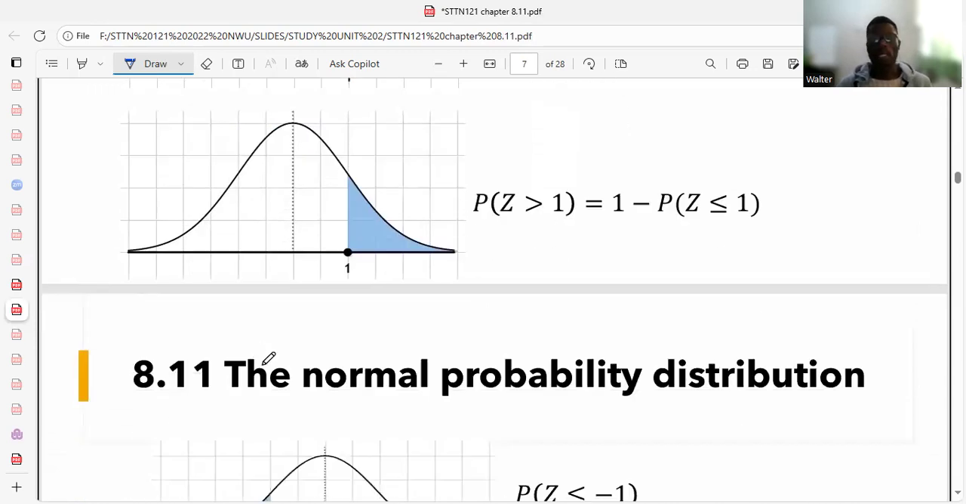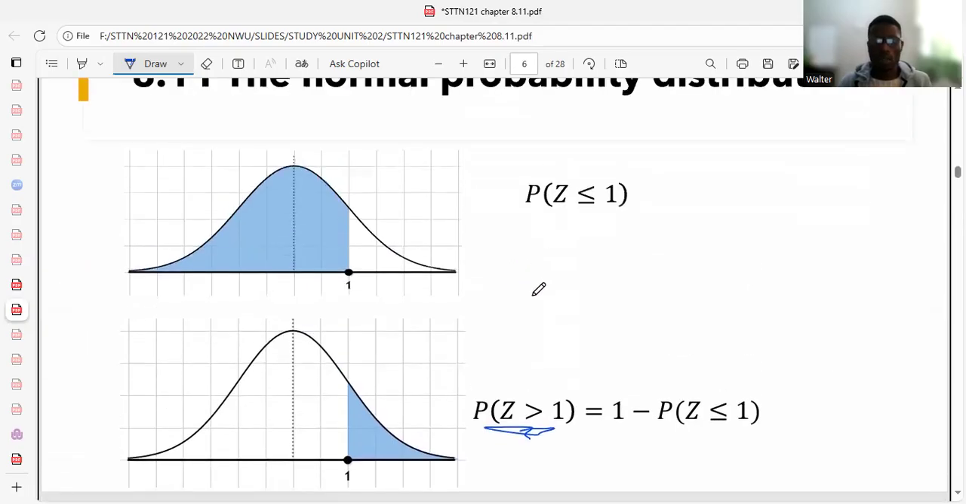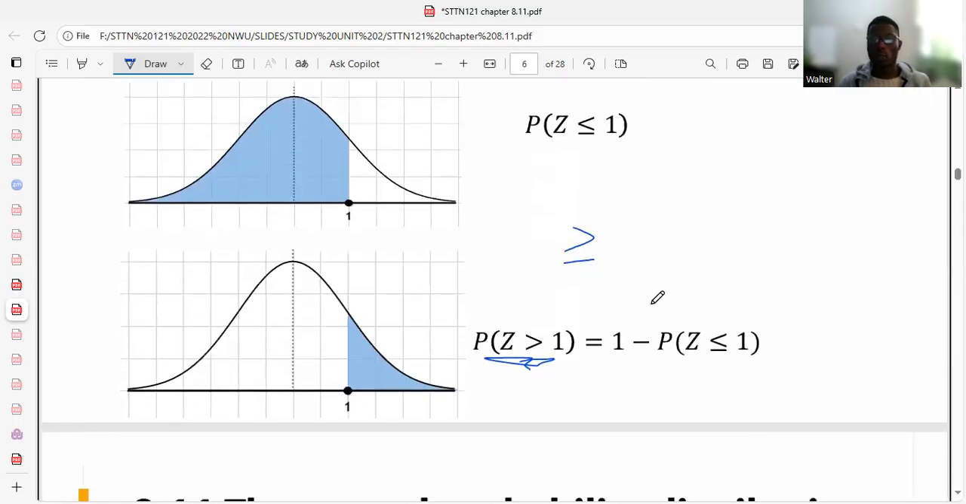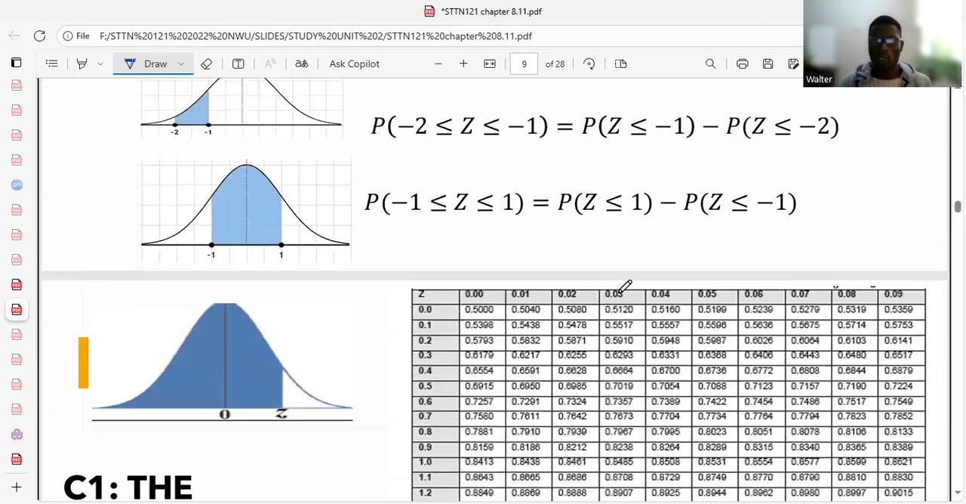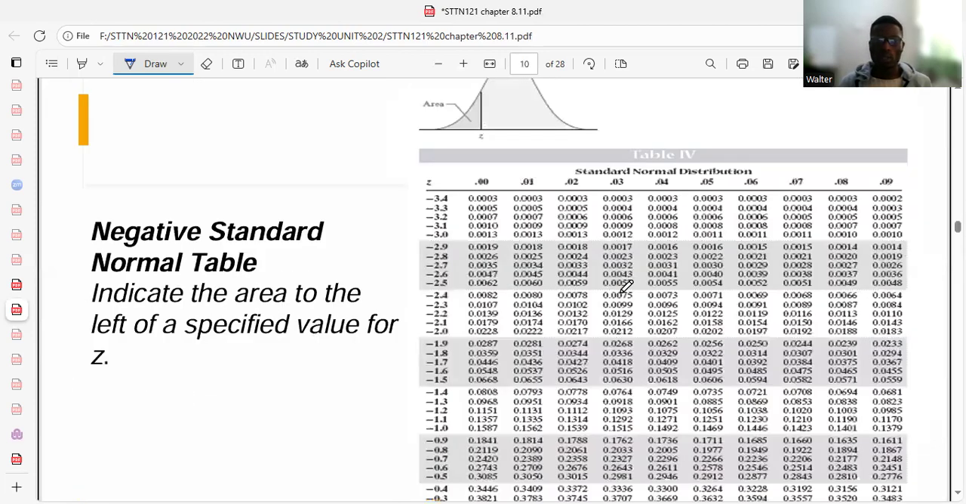I remember I uploaded this other video. I said that if you are dealing with greater than, this is the symbol of greater than, or you are dealing with at least, this symbol here, just know that we use it for at least. You want to use 1 minus the probability of Z. You will see when we do the questions. I will check here if we have the questions.